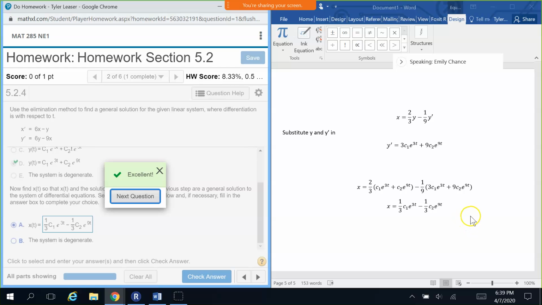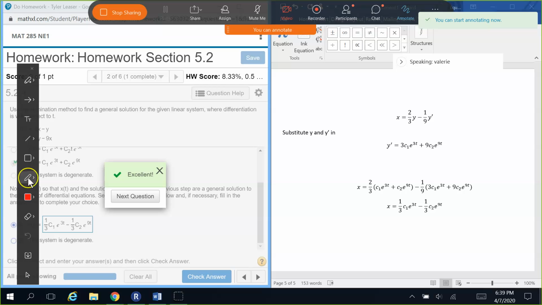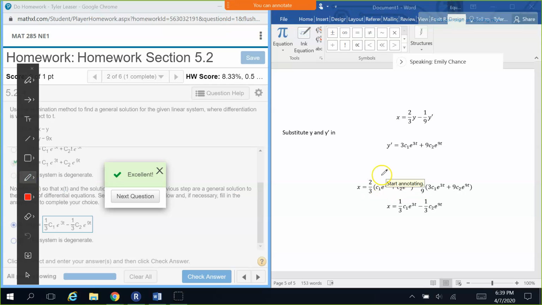Last step, you just combined your like terms with your C1s. Yeah, so we distributed the 2/3 and distributed the -1/9. Then we have two terms that have a C1 e to the 3t, so just combine the like terms together. Okay, cool. Just want to make sure. This term with this term combined with that term.